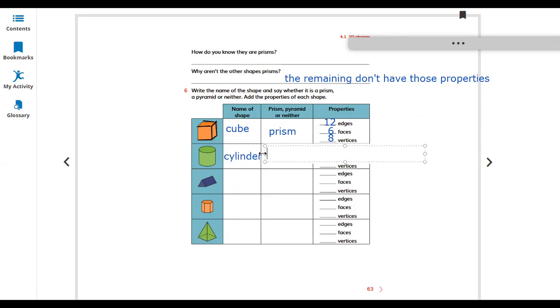Okay, what about prism, pyramid? Nothing. Not prism, not pyramid. So we write here neither.